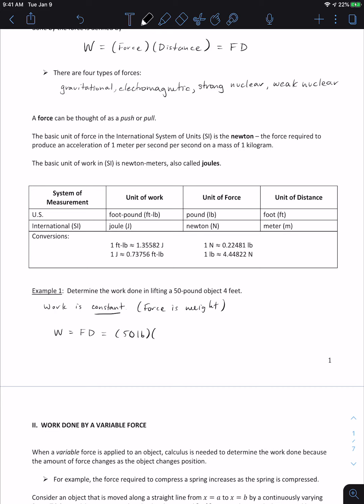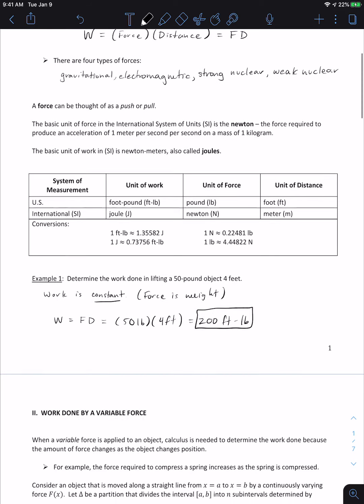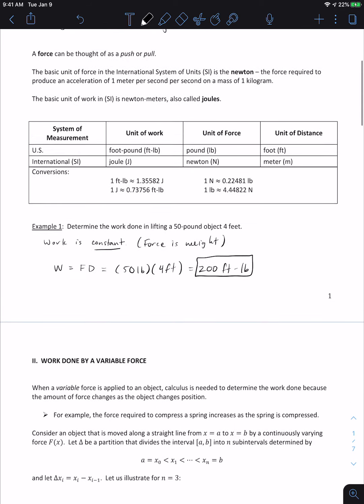And then how far am I lifting it? I'm lifting it 4 feet, right? And notice when I multiply these two together, I get 200. And what's my units? Foot times pounds. In other words, foot-pound, right? That's why we have that foot-pounds is our unit of work. Okay, so that's a very simple case.